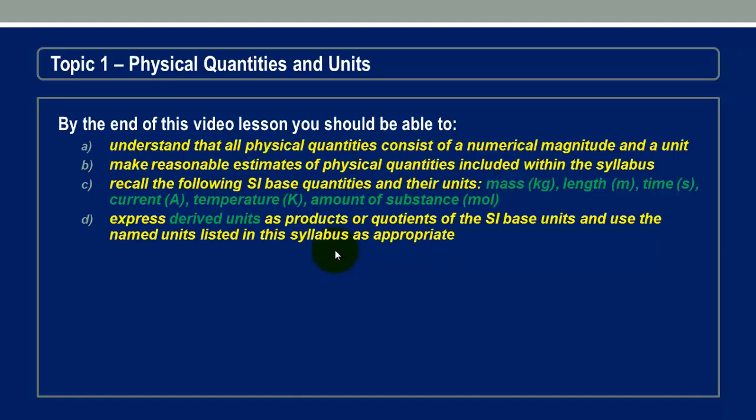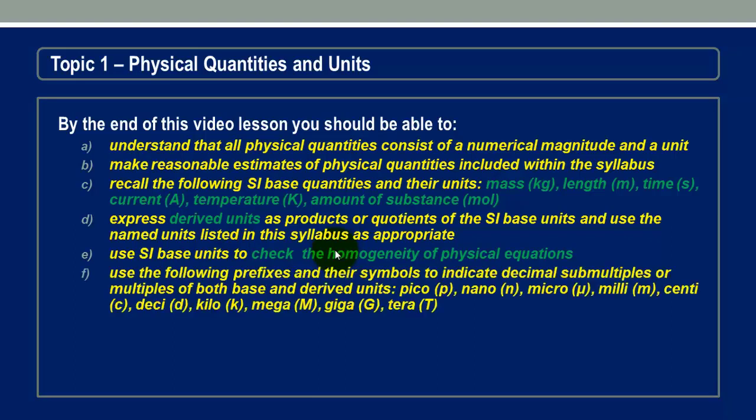You should also be able to express derived units as products and quotients of the SI base units and use the named units listed in this syllabus as appropriate. You should be able to use SI base units to check the homogeneity of physical equations. You should be able to use the following prefixes and their symbols to indicate decimal multiples or multiples of both base and derived units, that is the pico, nano, micro, milli, centi, deci, kilo, mega, giga, and tera.